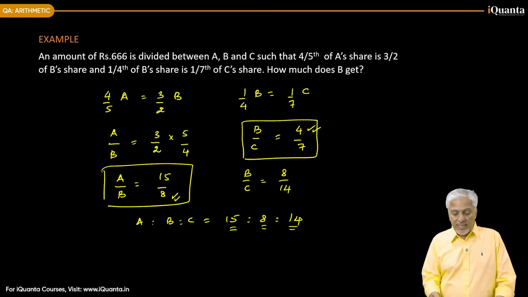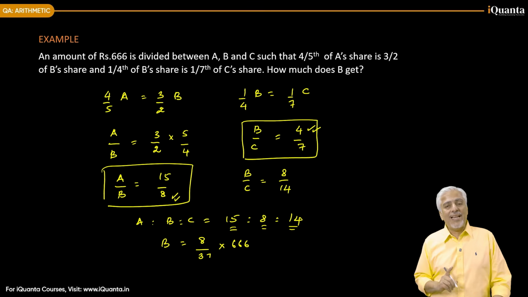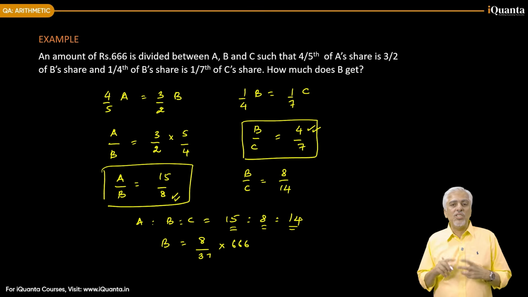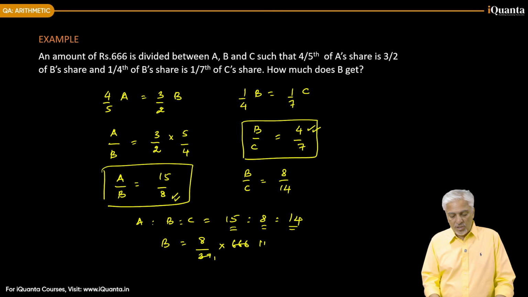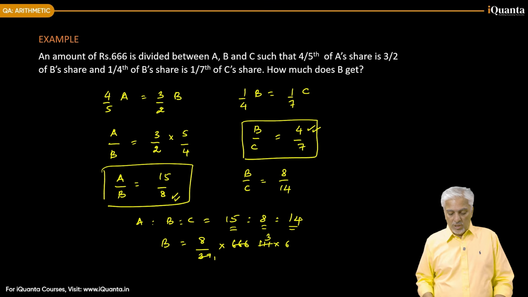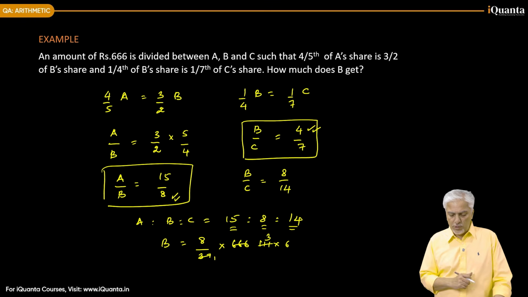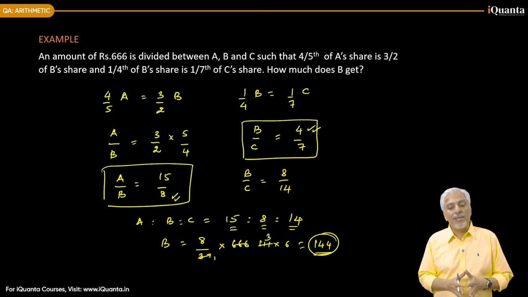They want us to find how much does B get. So B gets how much? 8 upon 37 of 666. Let's look at the calculation logic. There's some multiplications which I remember well. 37 threes is 111, a number which I always remember. So 666 can be written as 111 into 6. So 37 threes is 111. So this becomes 8 into 3 into 6. 8 sixes is 48. 48 threes should be, I think, 144. Let's just check that. 1 eights are 8, 144. So 144 is the number of rupees which B will get.